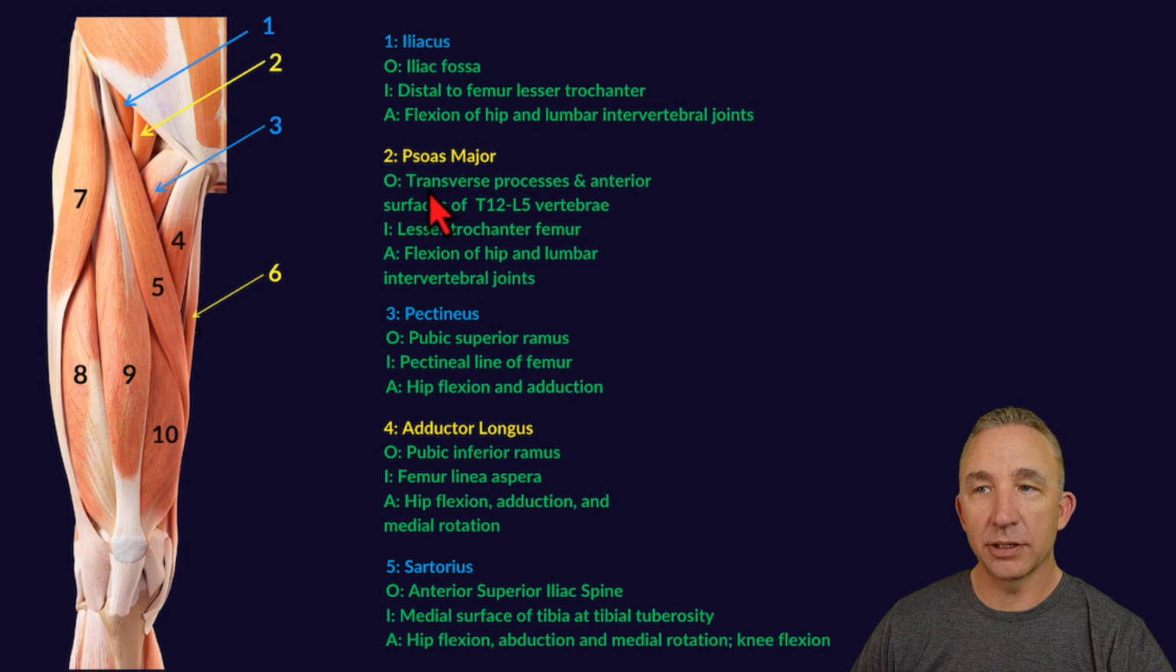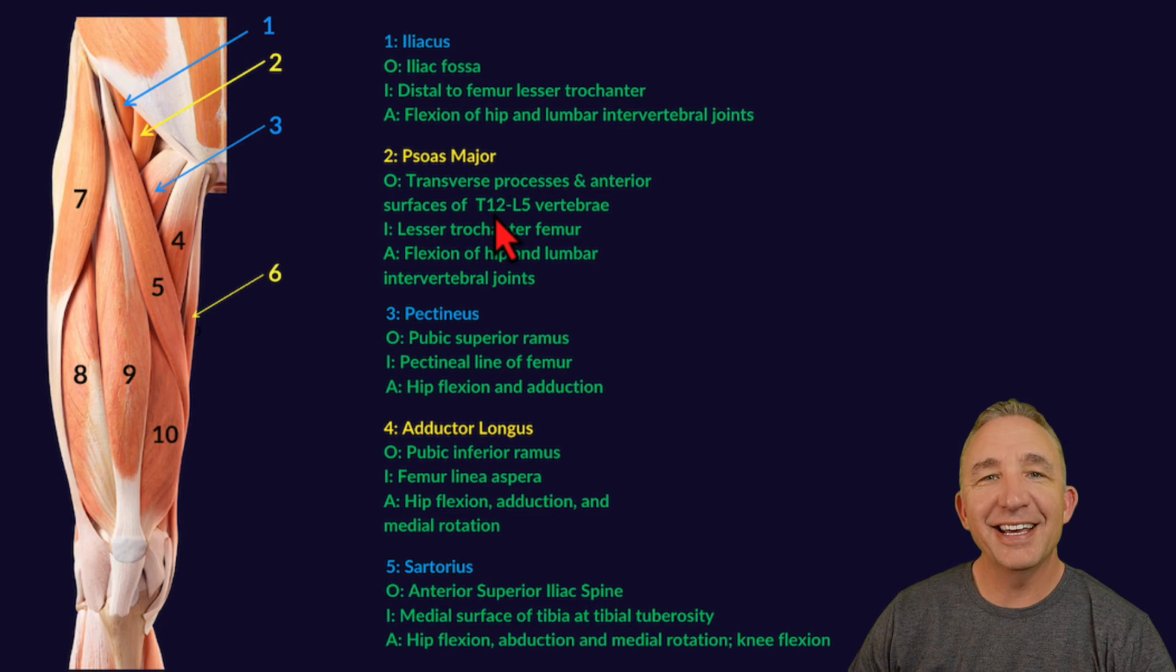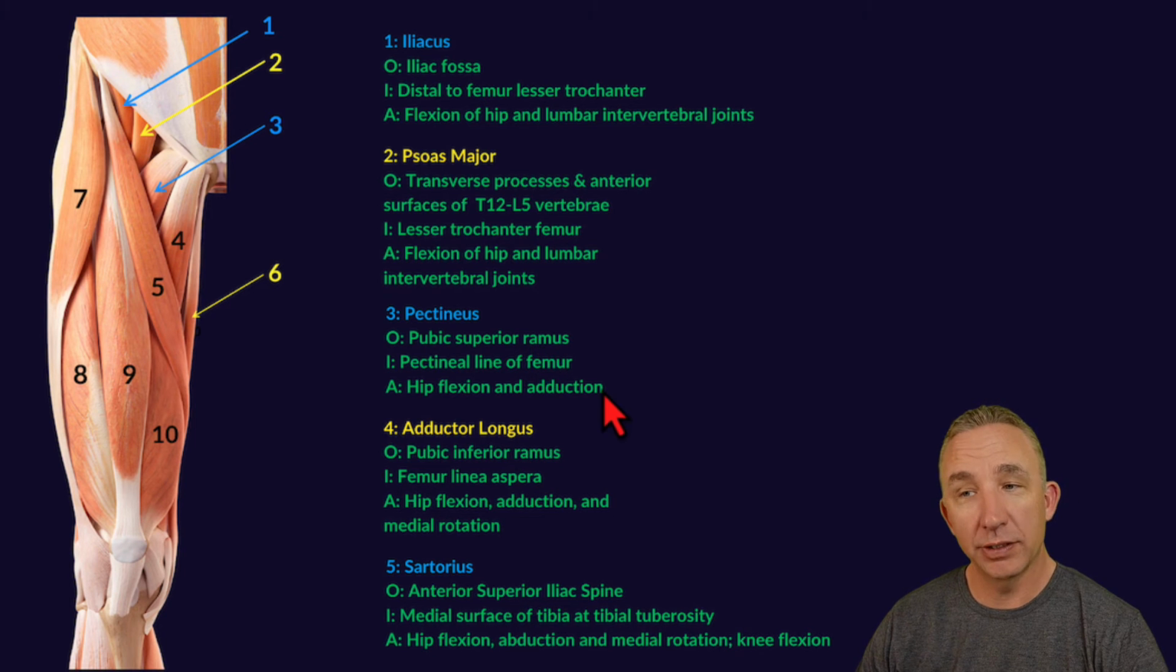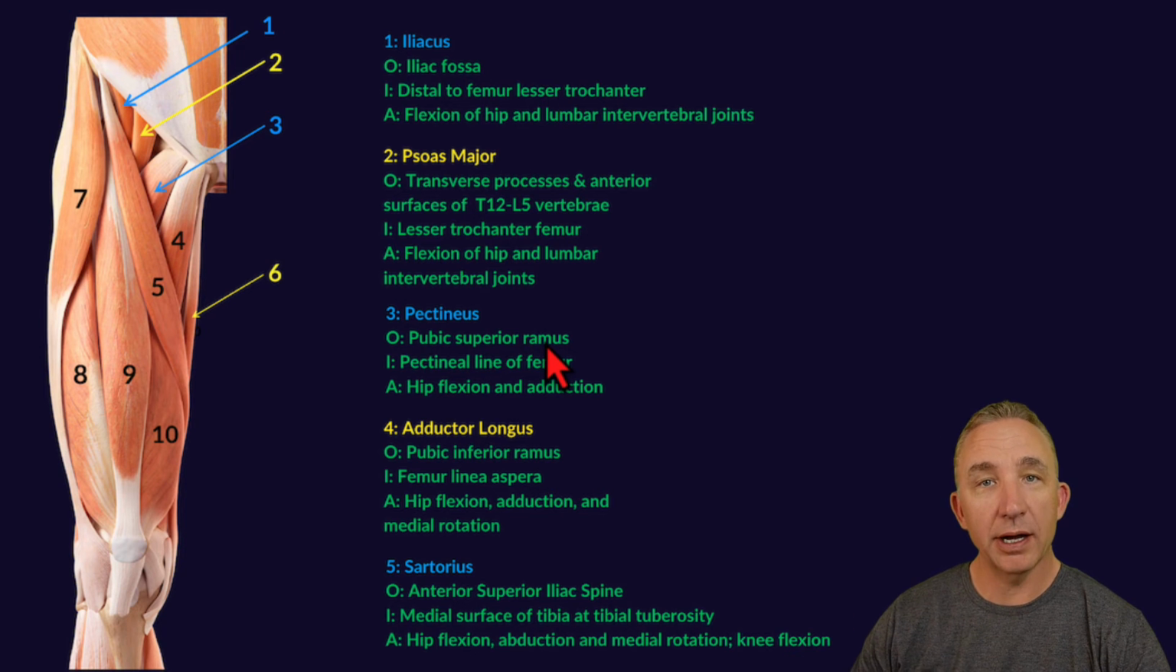Where psoas major originates, though, is at the transverse processes of the vertebrae down to the lumbar side. And then you get into pectineus. Remember pectineus? Referring to the rami of the pubic bone, we said there's a superior ramus and an inferior ramus, and that's what we use for adductor longus. So you start to see why we have these rami, these longer parts of the bone: to connect pectineus to start. It goes down to the femur, and our goal is to flex the hip and then adduct it.